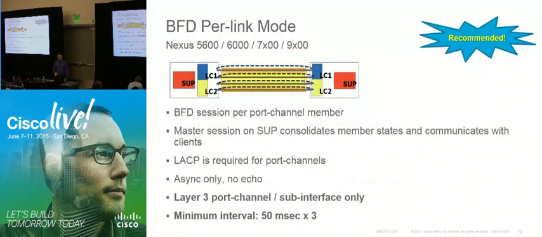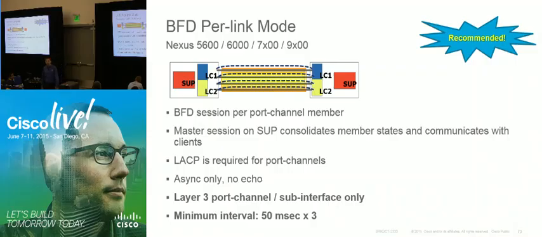Next option, there are fewer platforms that support this, but we have a proprietary BFD per-link mode. Proprietary means it only works between Nexus. Connect an IOS switch, it will not work. Connect a CRS, it will not work. It only works between two Nexus switches. So what we do here is run a BFD session on each individual link. So I have a little bit more assurance that each link will be tested for failure detection. And I can run 50 millisecond timers there.